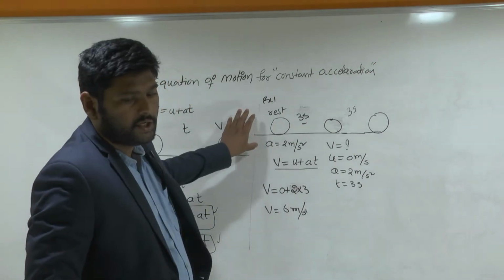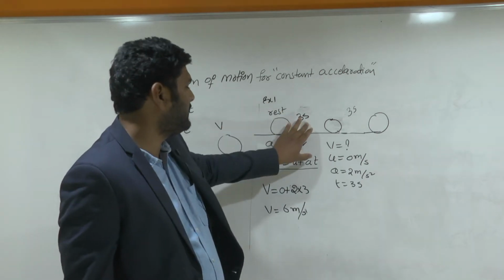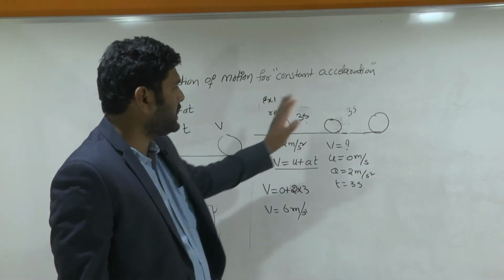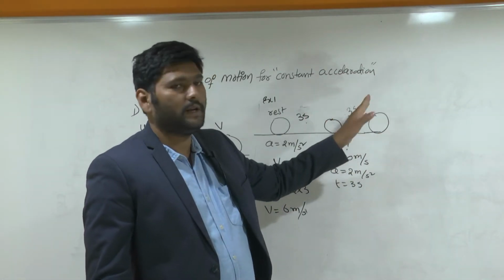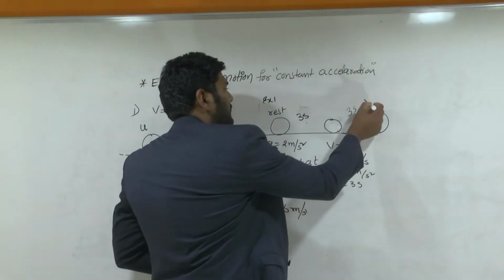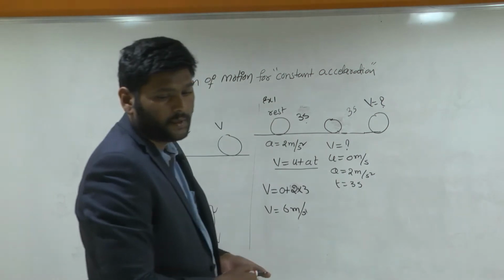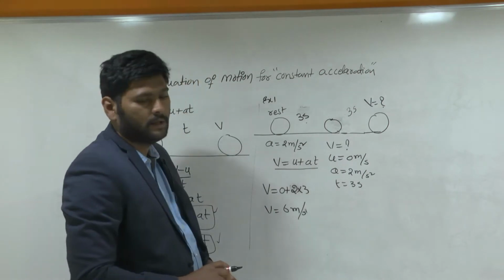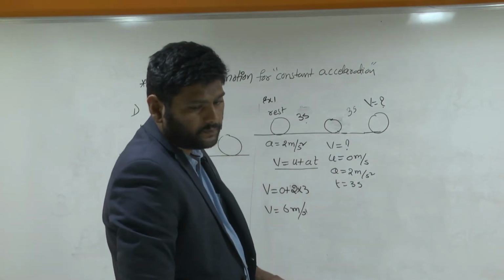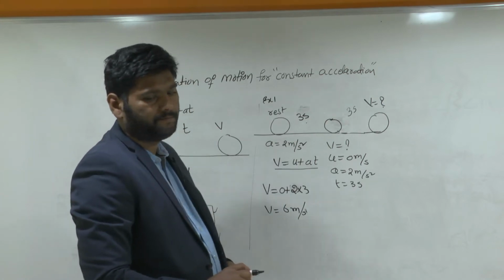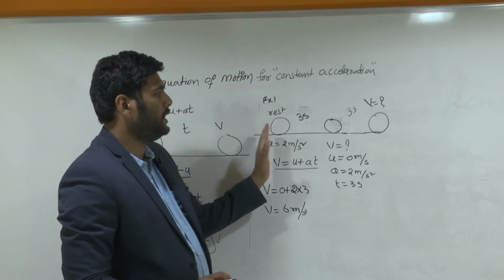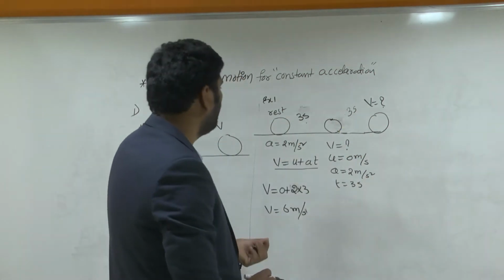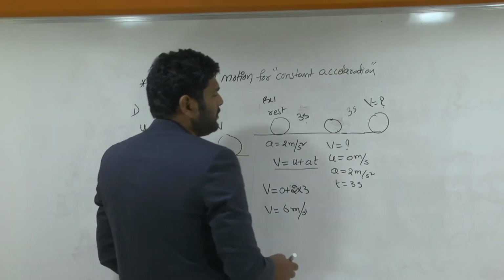Here, initially 0, after 3 seconds its velocity becomes 6 meter per second. Now next 3 seconds, what is the velocity of the object? Means here. Tell me, how do you find the velocity after the next 3 seconds? Yeah, you can find the velocity after the next 3 seconds by using equations of motion again. First equation of motion.